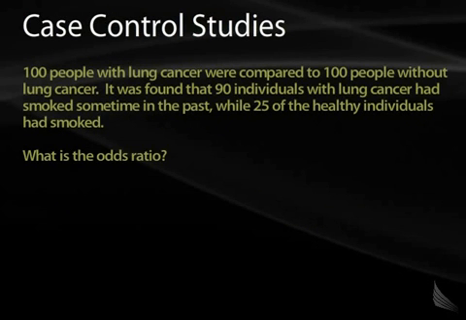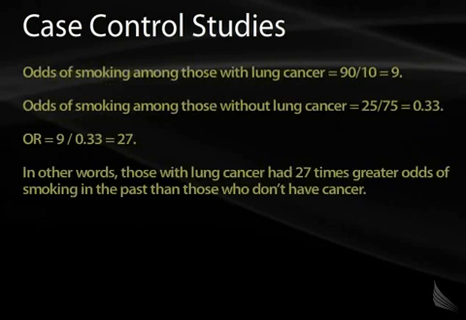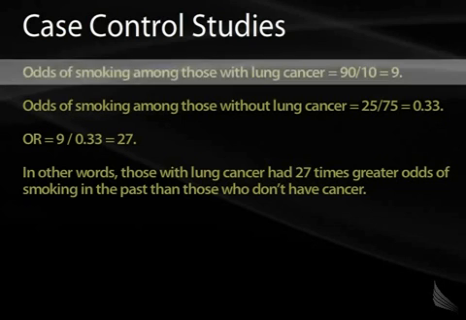So for example, in a case control study, one could do the following type of experiment. 100 people with lung cancer were compared to 100 people without lung cancer. It was found that 90 individuals with lung cancer had smoked sometime in the past, while 25 of the controls had smoked. What is the odds ratio? We can plug these data into our equation for odds ratio. For example, we know that of the subjects who had lung cancer, 90 of them smoked and 10 did not. So the odds of smoking amongst those with lung cancer is 90 over 10, or 9. Of the controls, 25 of them smoked and 75 did not.